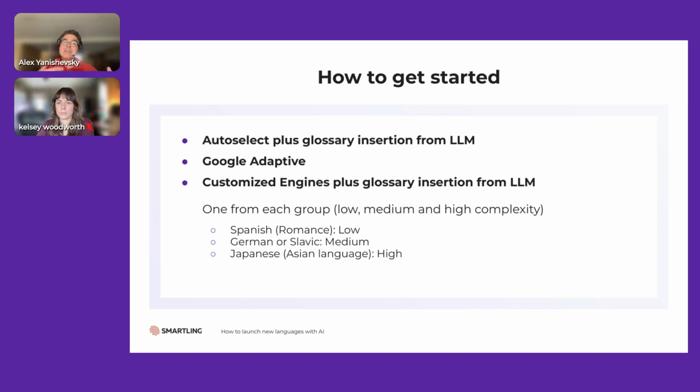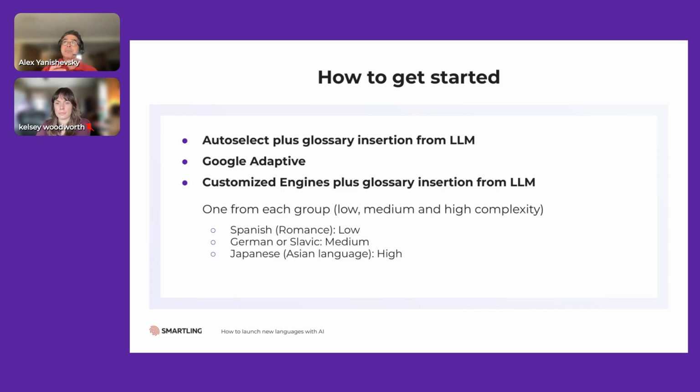So the reason I was showing you this low, medium, high complexity is that this is what we recommend to clients: choose a language that represents one of these groups. So for example, choose something like Spanish or Portuguese or French or Italian, which is a low complexity language. Choose German, Ukrainian, Polish, which is a medium complexity language. And let's say Japanese, Chinese, Korean, which is a high complexity language.